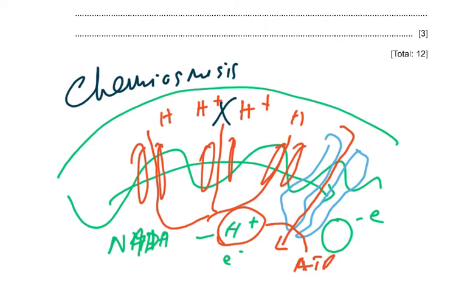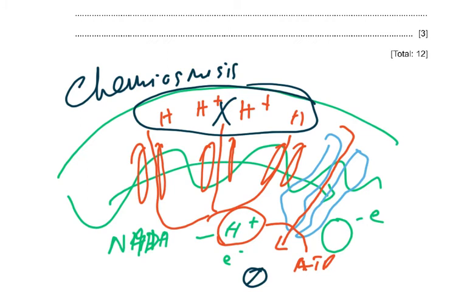No protons will be pumped into the intermembrane space, which I just explained to you. So no proton gradient. There's not going to be a difference. There's not going to be a lot of hydrogen here and no hydrogen here. So if there's going to be no proton gradient, then no protons will diffuse through the ATP synthase. This is not going to happen. So no ATP is going to be synthesized.